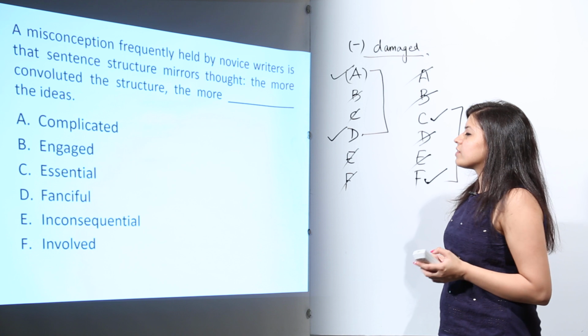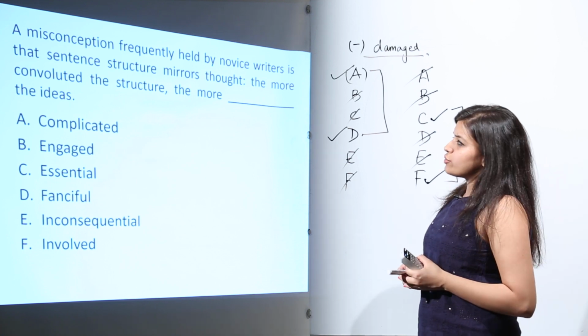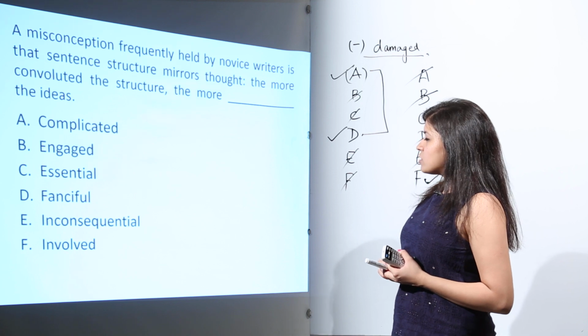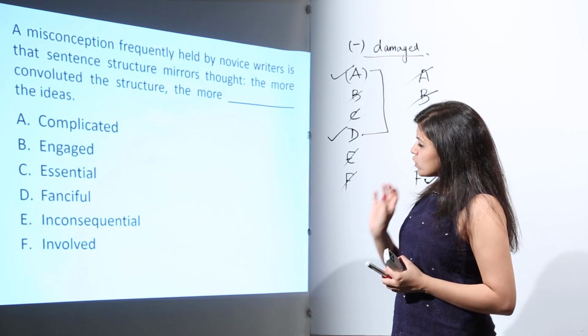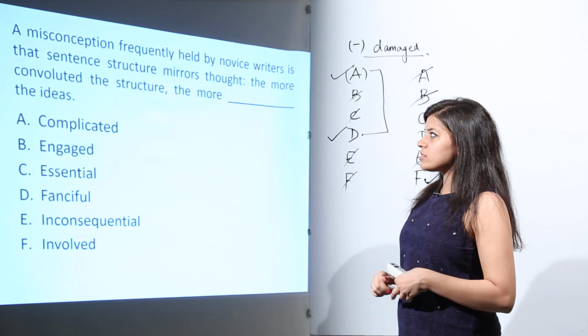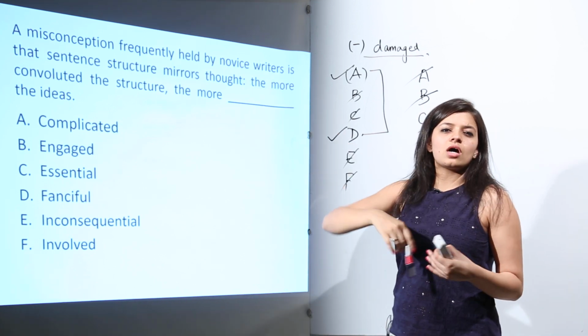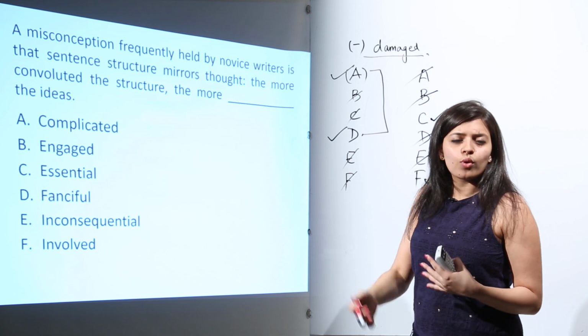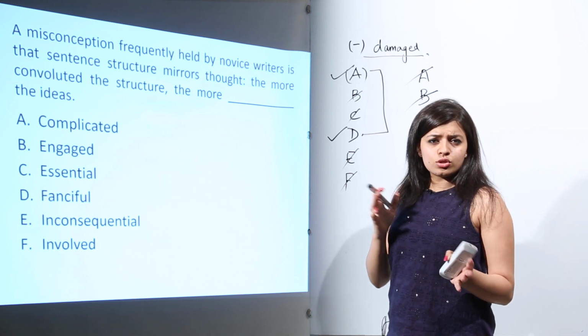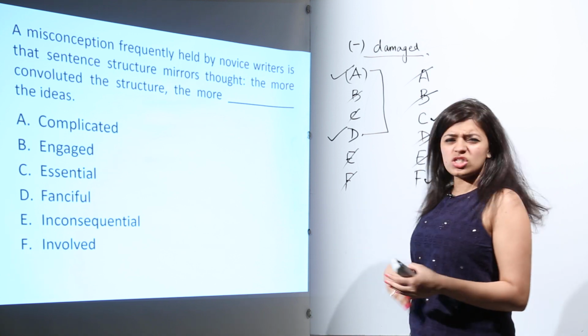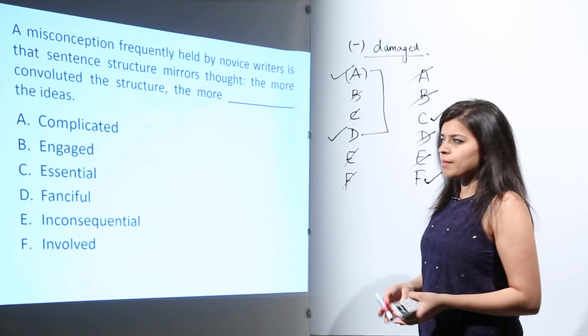Okay, let's see here. It says that a misconception frequently held by novice writers is that sentence structure mirrors thought. The more convoluted the structure, the more dash the ideas. Now what is the meaning of novice? Novice is someone who has just started something new, who is not a pro, not super talented or complete in something. Someone who has just started something new is a novice.